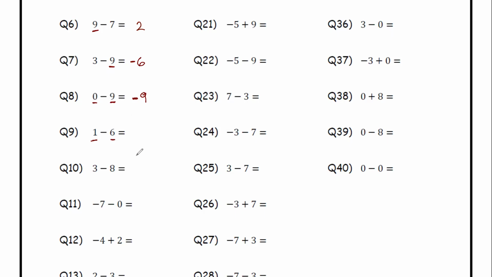1 and 6. Will you take the difference or the sum? We'll take the difference. 1 and 6 have a difference of 5. The bigger number is 6, and the sign of 6 is negative. Therefore, the output will have a negative sign. 3 and 8. Will we take the sum or the difference? We'll take the difference. And again, the bigger number is 8. The sign of that is negative. Correct? Okay. Next 5.